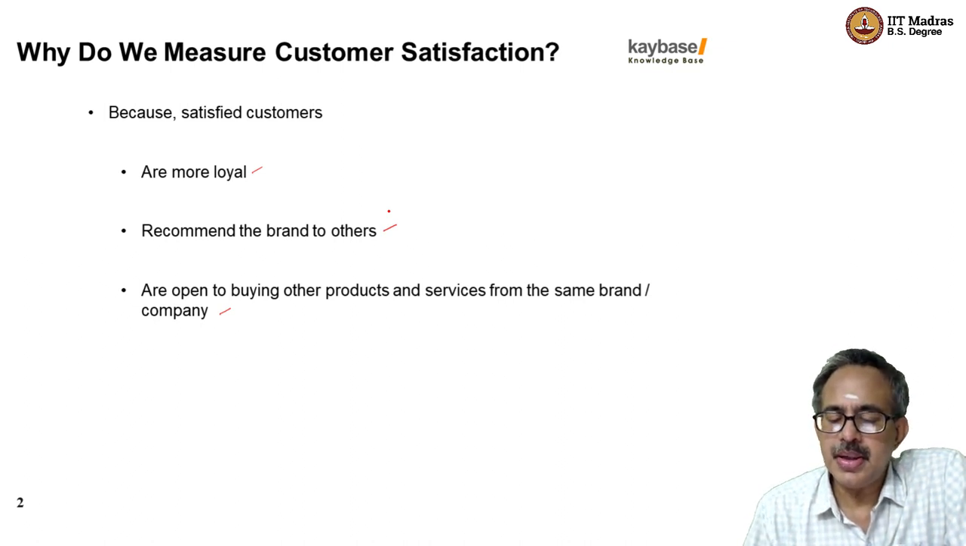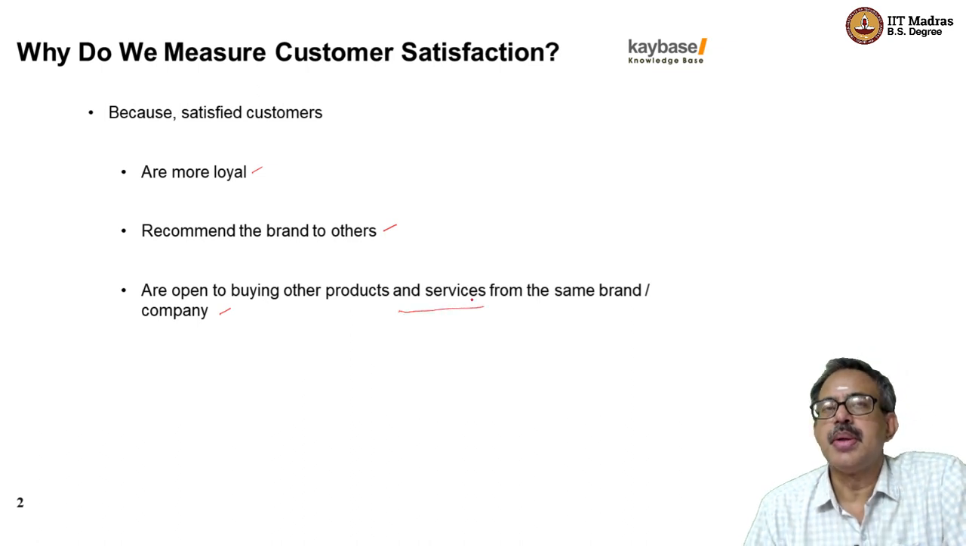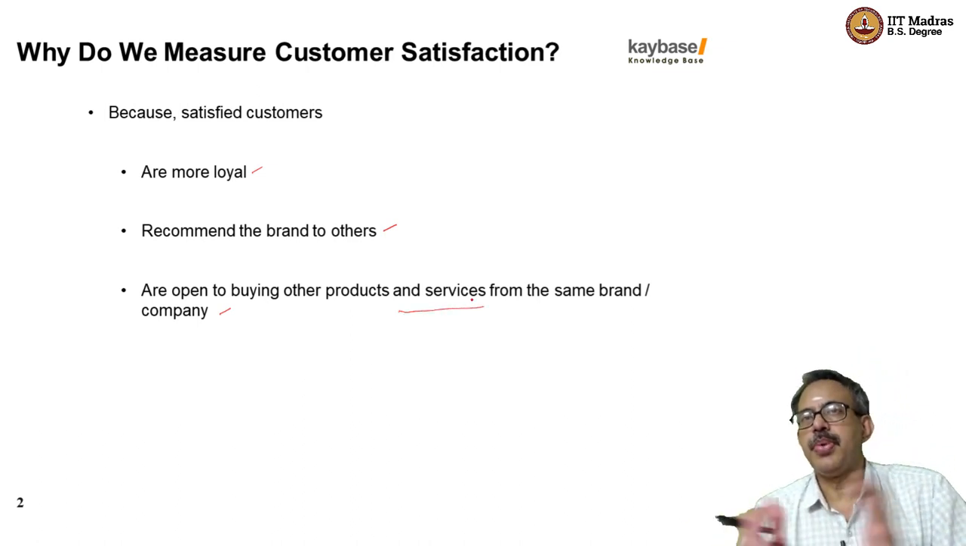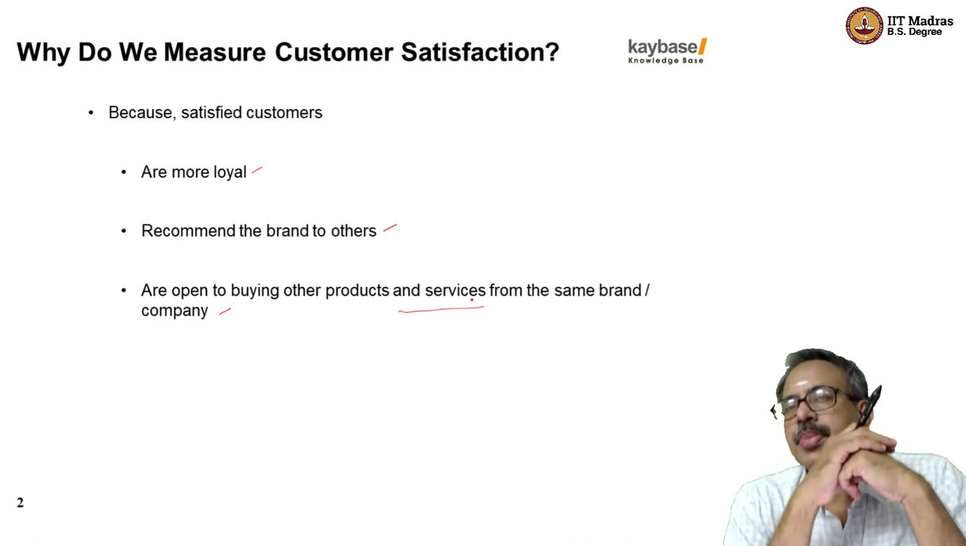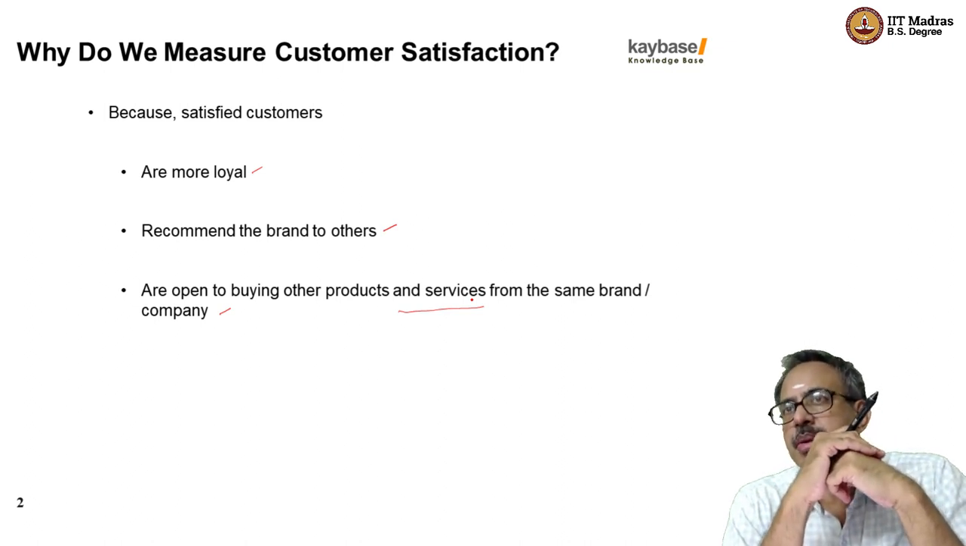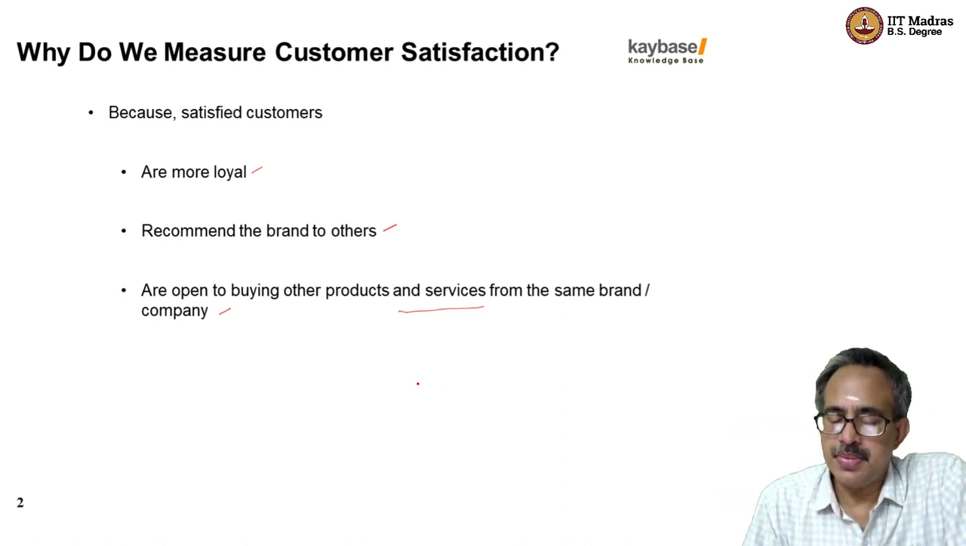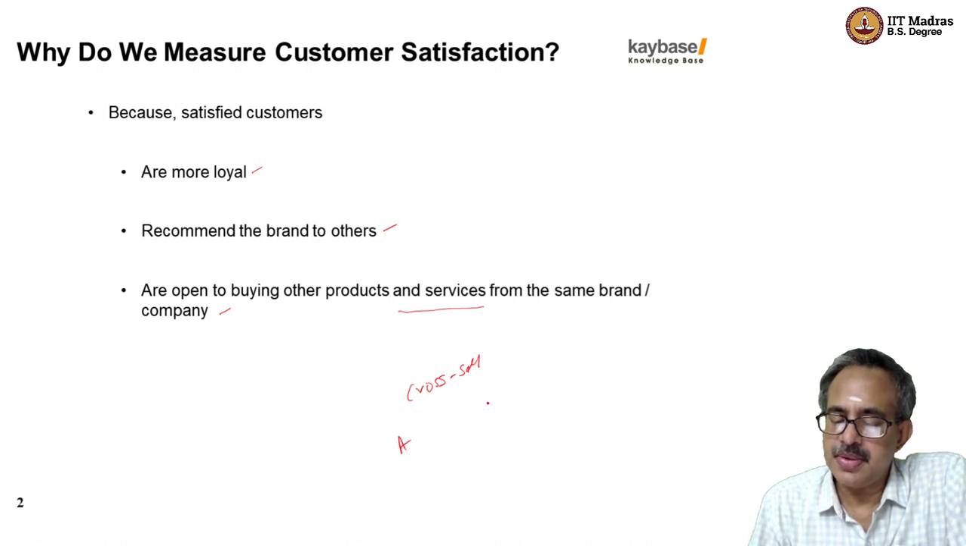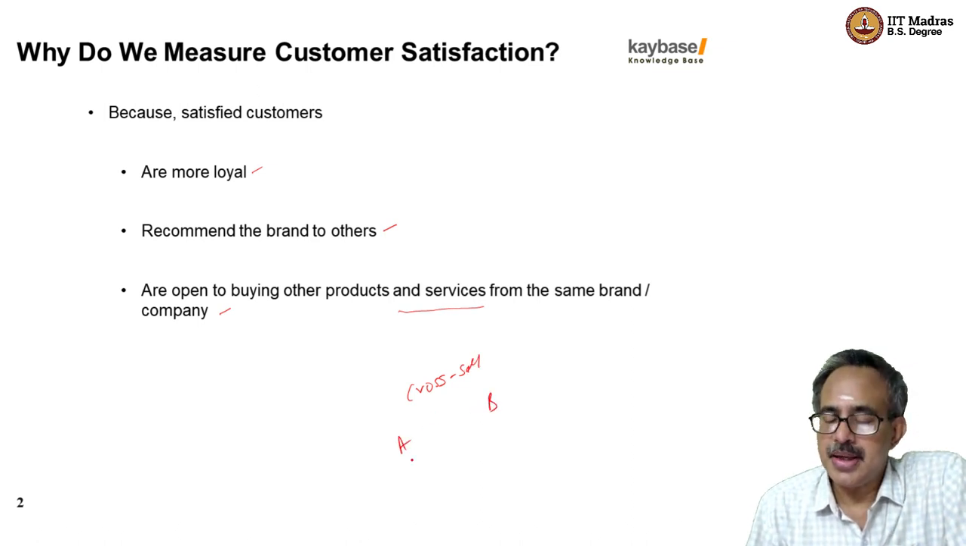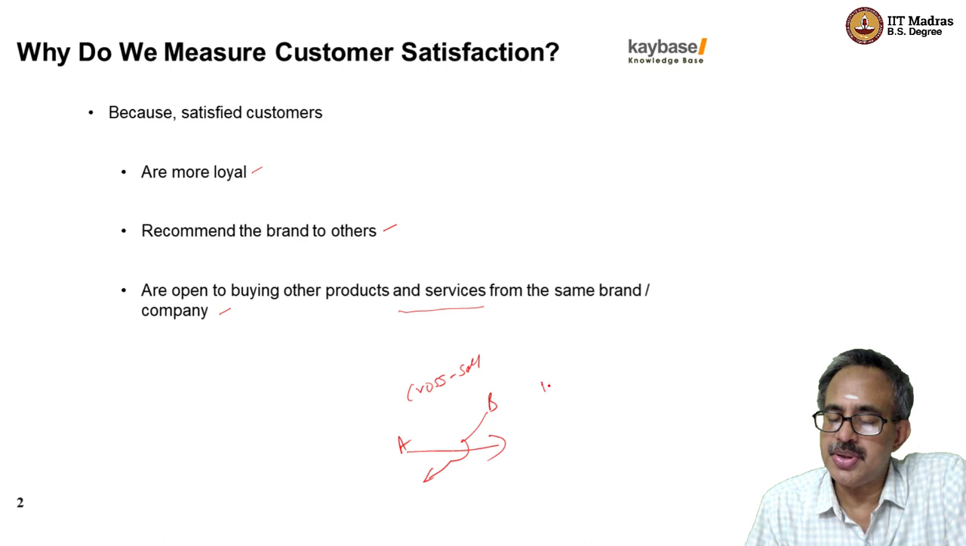In the context of buying other products and services from us, it's important to remember that companies that offer a portfolio of services are the ones that benefit a lot from having satisfied customers because they can cross-sell. I don't know if you're familiar with the term, they can cross-sell. So they have customers of product A, they have customers of product B, and they can sell product A to customers of product B, and they can sell product B to customers of product C. But all this is possible only if their customers are satisfied with them.